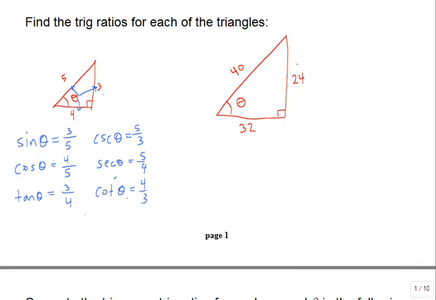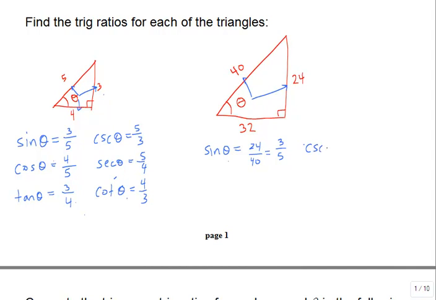Now if we take a look at this similar triangle, let's find the sine of theta on this triangle. Its opposite side here is 24, and its hypotenuse side is 40. If you reduce that, both of those are divisible by 8. So if I divide by 8, I'm left with a 3 on top and a 5 on the bottom. Same exact ratio value because we're talking about the same angle. So sine of theta on this triangle should always be the same as the sine of theta on any similar triangle.